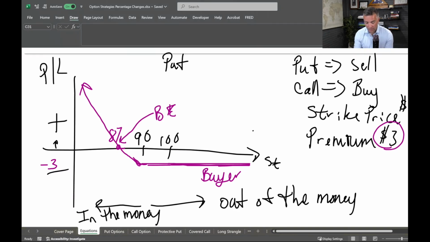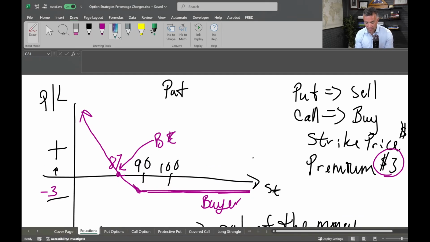Now let's look at what the seller looks like. So I'm going to change this color to green. So the seller is going to look like, and it's real important to see, they're going to mirror the buyer. So if the buyer is down -3, that means the seller made $3, right? They sold the contract to the buyer. So right now they are making a little bit of money, and they're making what the contract sold for, $3, right? It's not going to be exercised because it wouldn't make sense for the buyer.